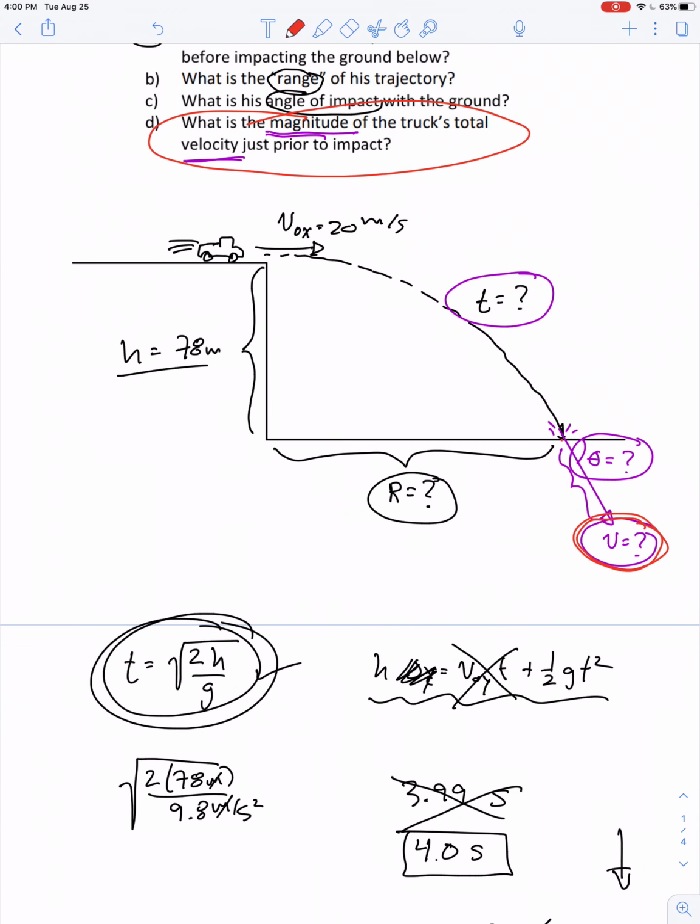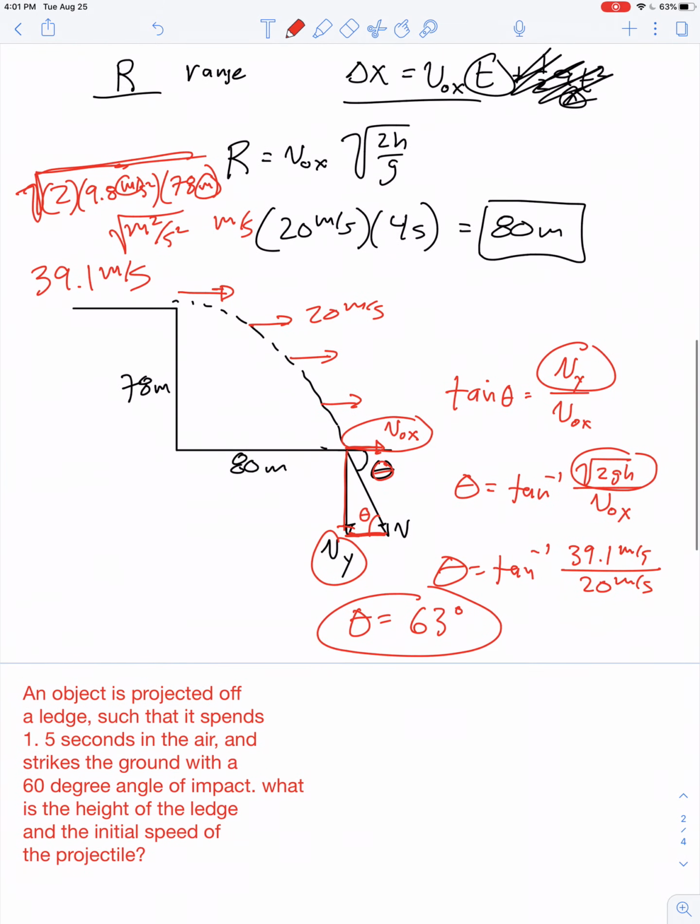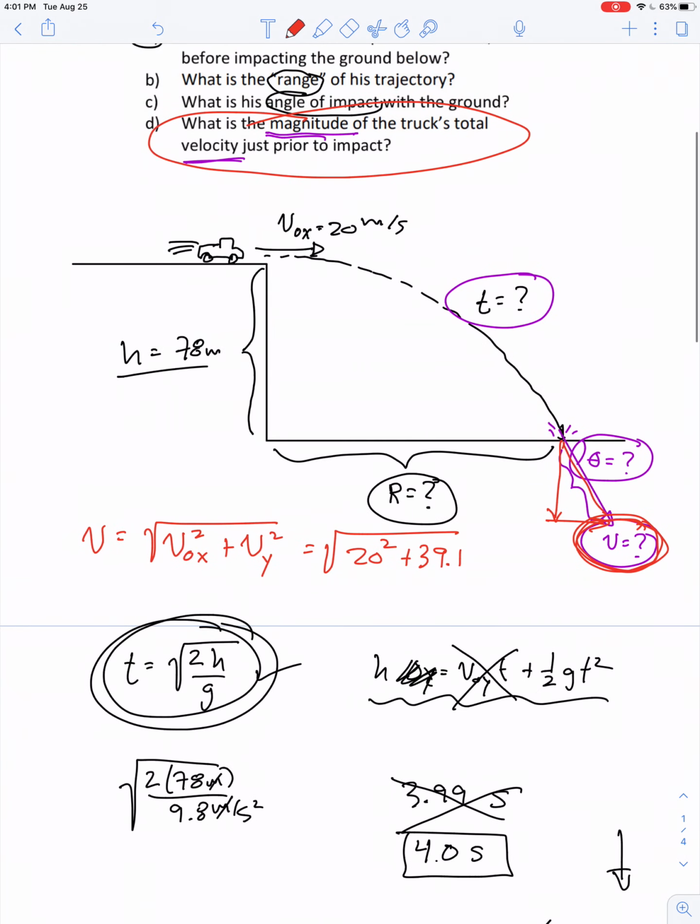So if we're following this idea of the overall speed representing the hypotenuse of a right triangle, we use the Pythagorean theorem, and the total speed is just the initial horizontal speed squared plus the vertical speed at impact squared. So this is the square root of 20 squared plus 39.1 squared.